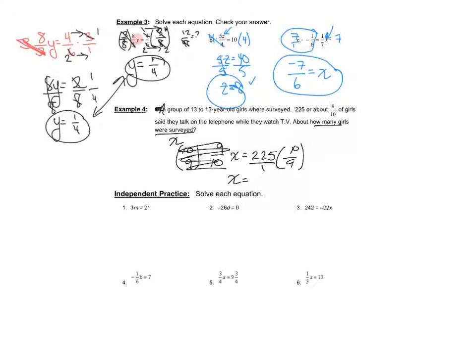let me make this smaller. We can cross simplify here. 225 and 9, they're both divisible by 9. 9 divided by 9 is 1. 225 divided by 9 is 25. Okay, and then my other diagonal, 10 and 1, are already simplified. So now I can multiply straight across. 25 times 10, I'm just going to add a 0 to that, is 250 over 1 times 1. So 250 girls were surveyed.